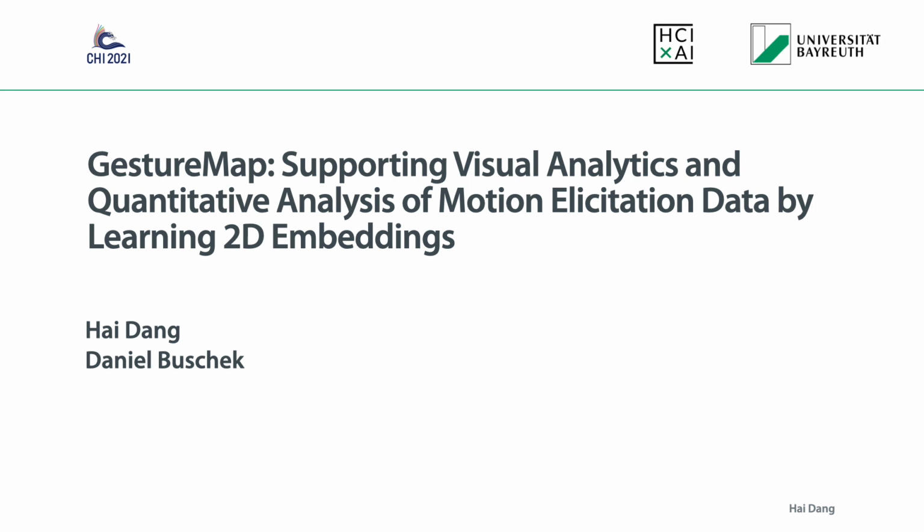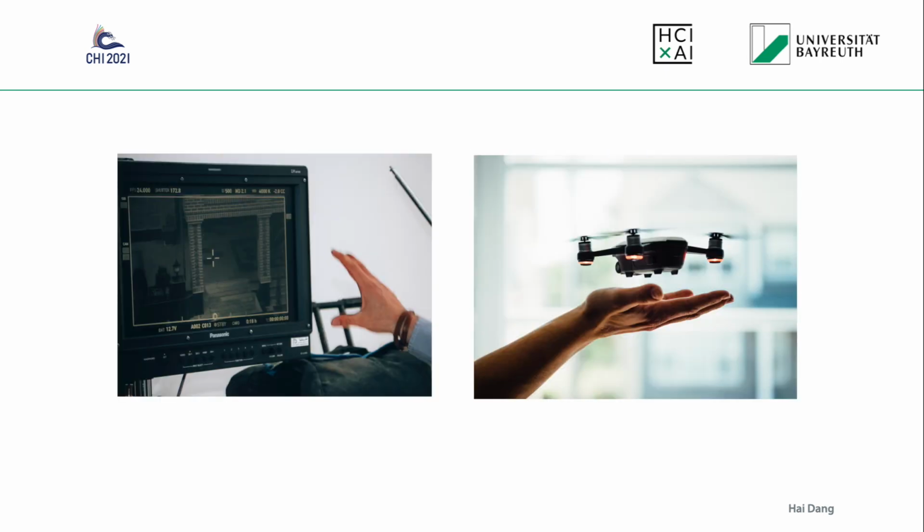Hi, my name is Dang, and in this video I'm going to present GestureMap, a system that supports the visual exploration and quantitative analysis of motion elicitation data by learning a two-dimensional map of body poses. Motion gestures are already being used in commercial products to control interactive devices, for example to switch programs on a smart TV or to interact with drones.